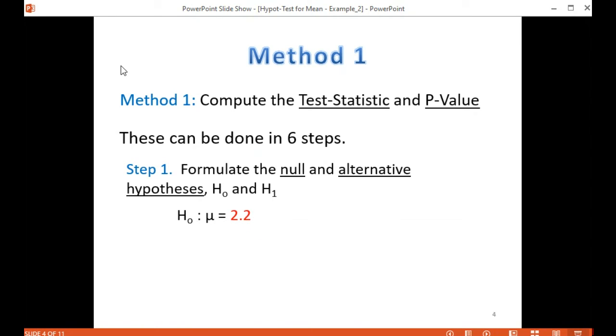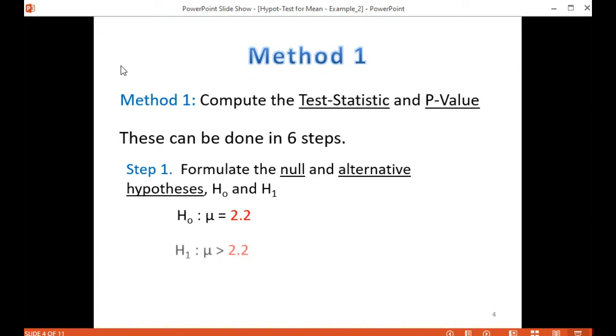So here we have the null hypothesis is mu is equal to 2.2, right? Remember I asked you to write down certain things? Well, the null hypothesis is mu is equal to mu 0. And I have it written down here myself. Mu 0 is 2.2. Hence, the null hypothesis is mu is equal to 2.2.